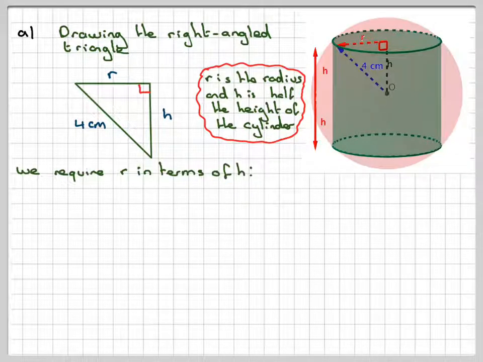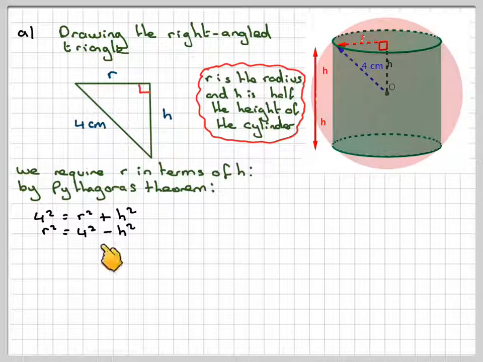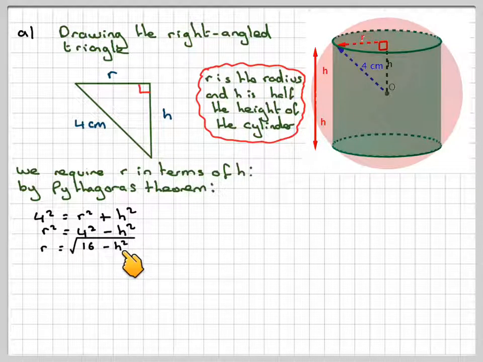Okay, so we require r in terms of h. So from Pythagoras, we can say that 4 squared, because that's the hypotenuse, is going to be equal to r squared plus h squared. And then if we make r squared the subject, then r squared will be equal to 4 squared minus h squared, which means that r will be the square root of 16 minus h squared.